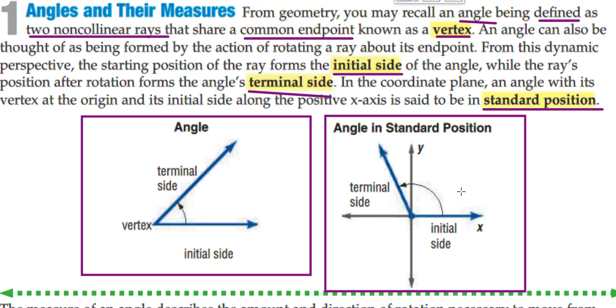The standard position of an angle means that the initial side is on the positive x-axis. As you're writing this picture, if you haven't already, note that the terminal side can be anywhere. Think of it as almost a spinner. And if it goes counterclockwise like this, that is a positive angle. I will write in here that this is a positive angle.